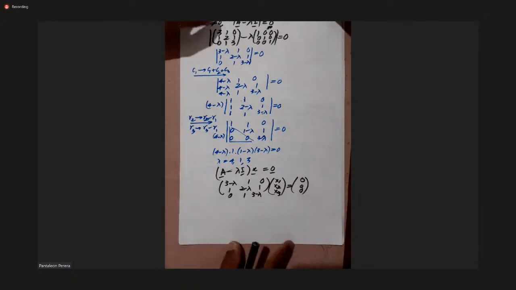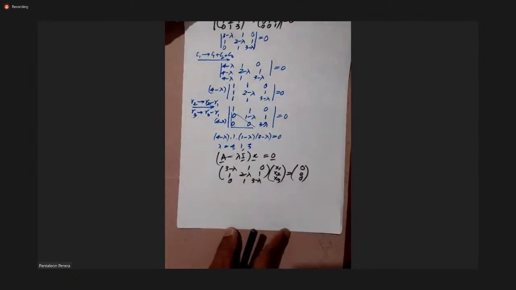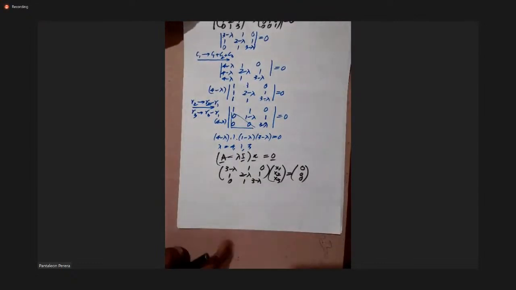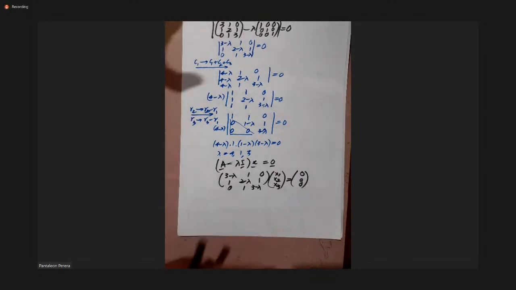So we can form the augmented matrix if you want to, or you can leave it like that. Now we are going to find the eigenvectors. Okay, you take that down. We found the eigenvalues. We are one step away. We want to find the eigenvectors.